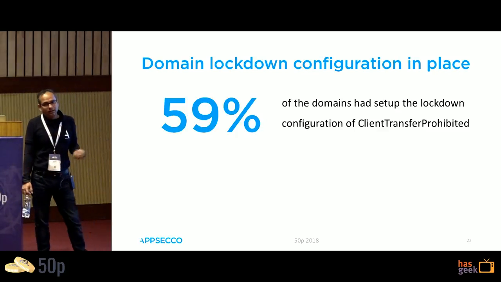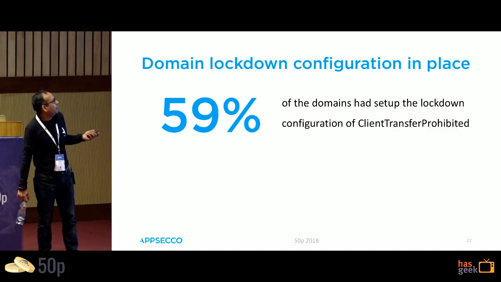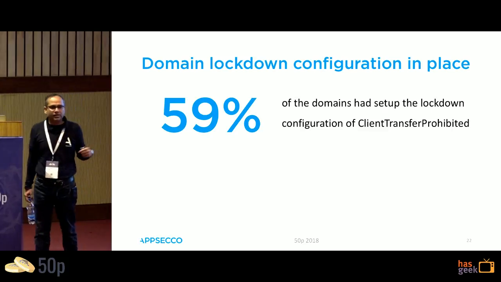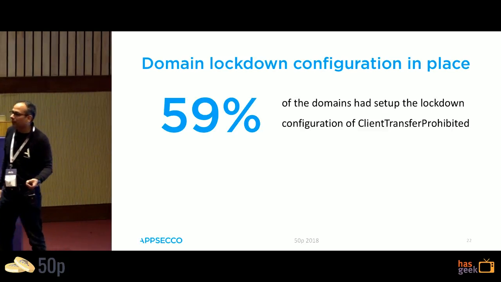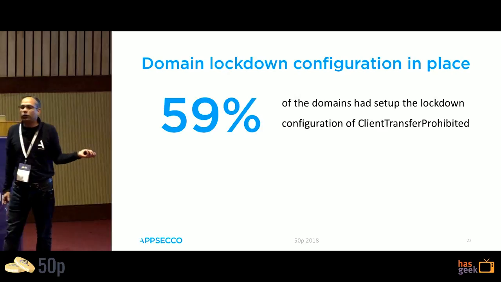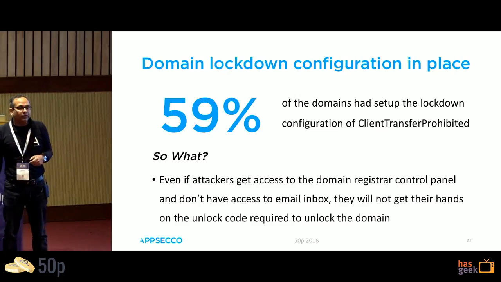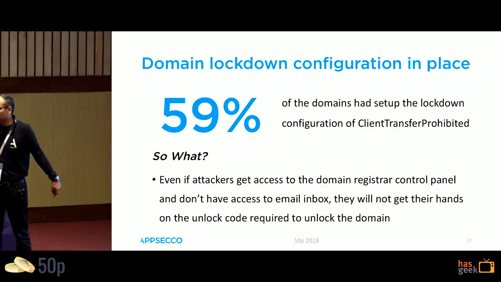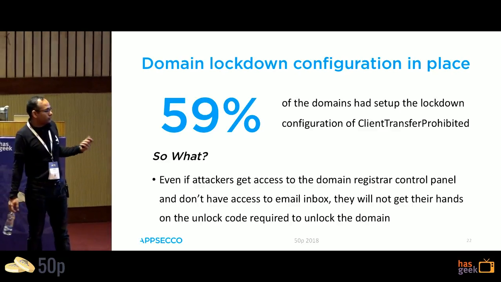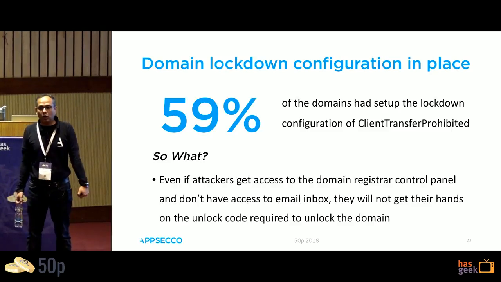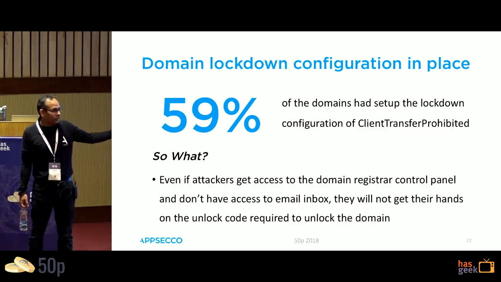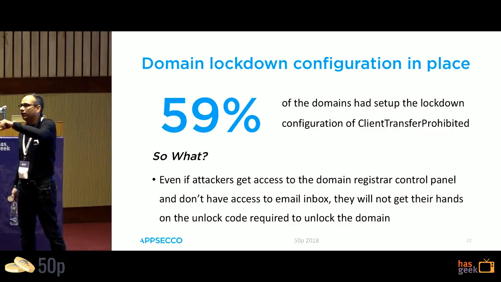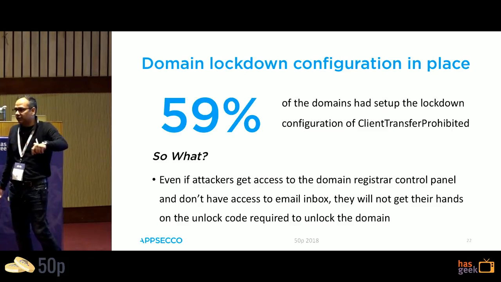Out of the total setup that we looked at, 59% had set up the lockdown configuration of client transfer prohibited. There are a bunch of these additional flags that registrars provide to you. With this flag enabled, if the attacker does not have access to the email inbox of that particular admin, they will not get their hands on the unlock code, because the unlock code for disabling the client transfer prohibited will only reach the email inbox of the listed admin email domain contact, right?